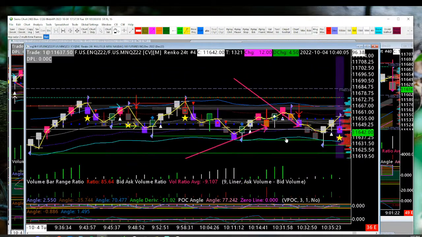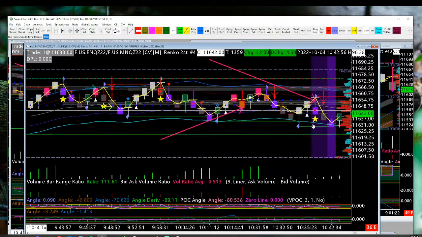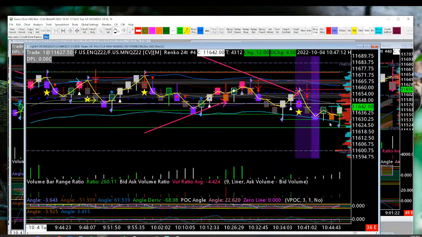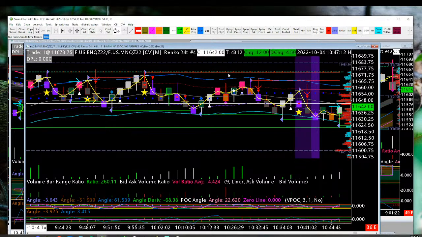And I was frustrated with myself. It technically came back and gave me another opportunity, and it had a star. I believe this is a good short, even though it didn't go very far. I believe that's a good short. But now you can see we're in balance, and we're starting to trap traders at the highs, right? Trying to trap traders at the highs.